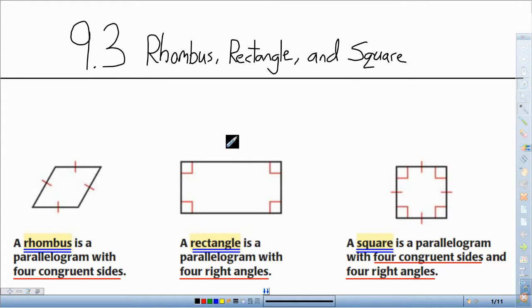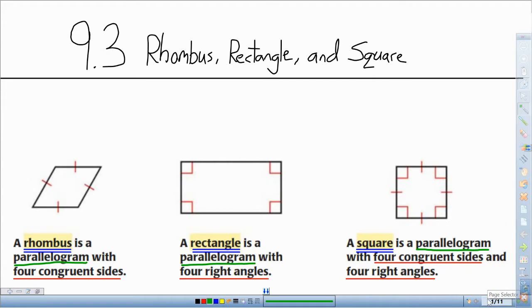Here's the big thing. If you notice when you copied all of these, the first thing they say is that our rhombus is a parallelogram. A rectangle is a parallelogram. A square is a parallelogram. It wouldn't be a bad idea to underline that word parallelogram as well.